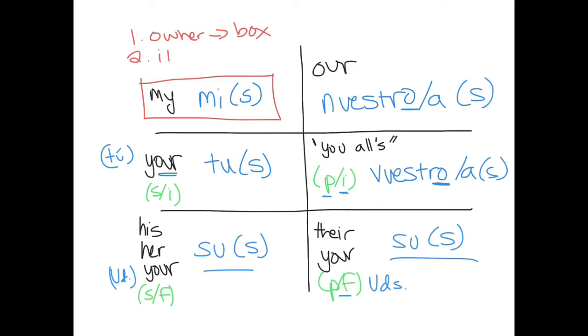The item, so whatever is owned, that's deciding the endings. So it decides, is it going to be plural or singular? So again, the owner decides the box, the item decides whether you need singular or plural, or in the cases of our and y'all's, the gender change as well, from O to A.